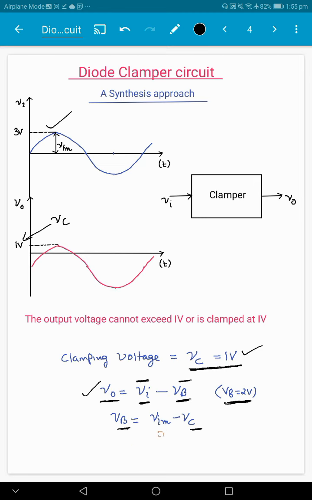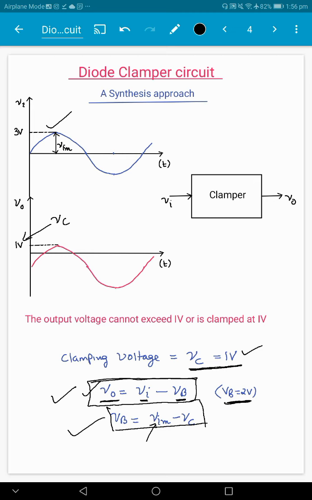So what we have to do is note that the output voltage is very simple. The output voltage is simply equal to the input voltage minus a voltage by which we want to shift it down, and that voltage is equal to VIM minus VC, where VIM is the peak amplitude of the input voltage. So this is what we want to do. We want to create a circuit which will do this: V0 equal to Vi minus Vb, such that Vb equal to VIM minus Vc. That's our task, to create a circuit which will do these two things.